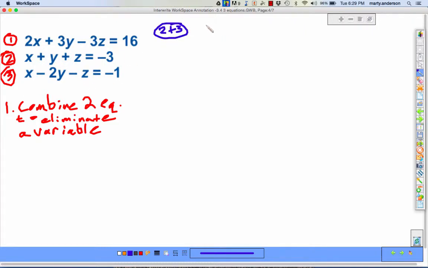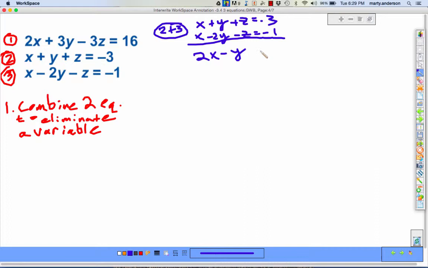And I like to rewrite them. I know some of you won't like that, but when we get into multiplying, you're going to want to rewrite them. And when I put them together, I get a new equation, which is 2x minus y equals negative 4.